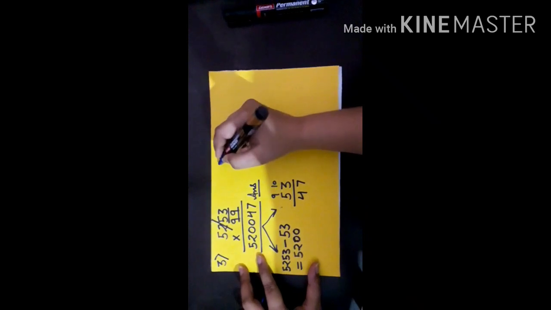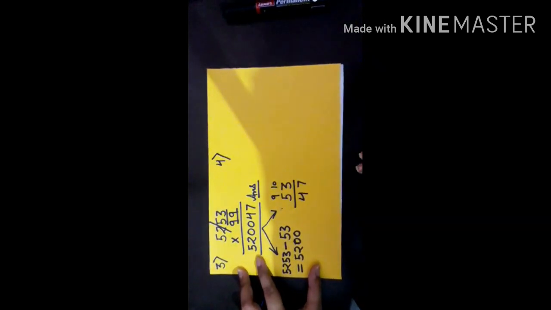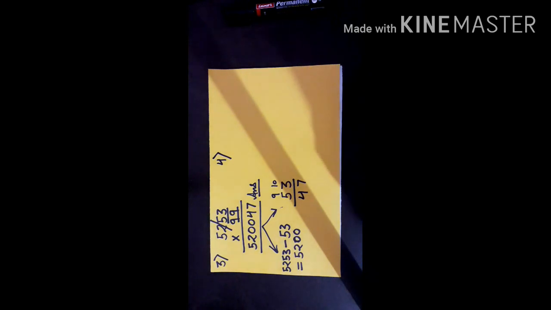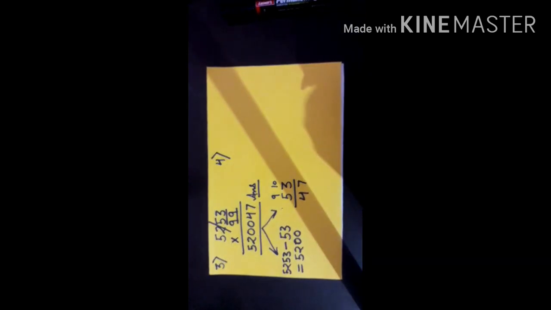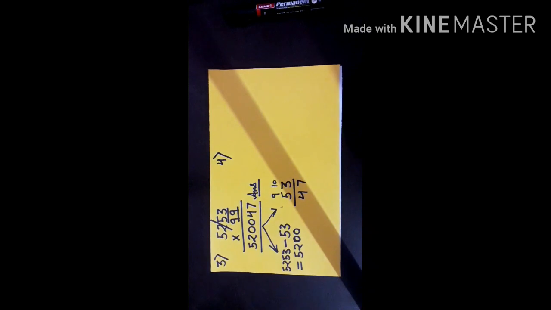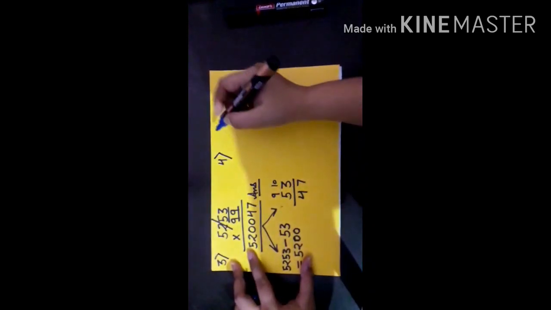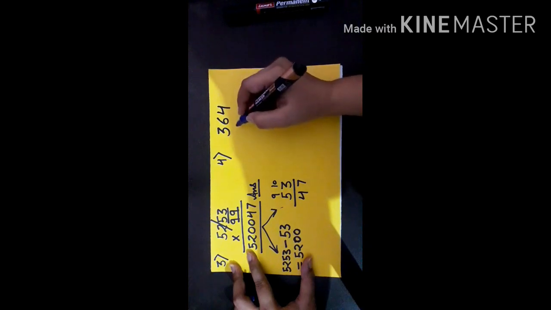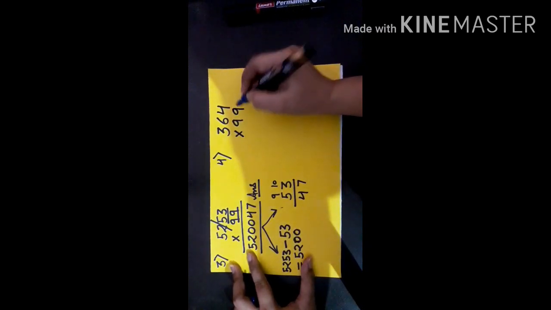Now some more examples. Example 4. As I always say, the more you practice, the better the results are. As you practice the sums, you will get it more and more. Now your next question is 364 multiply by 999.